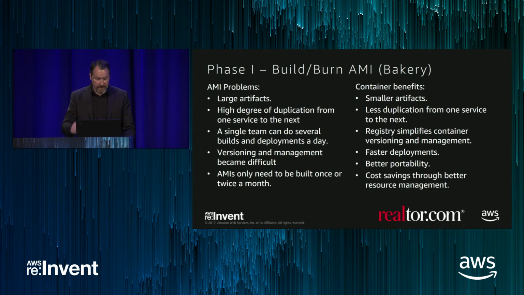And the truth was that AMIs only needed to be built once or twice a month, when Amazon makes a change or when we found it necessary to make a change to the AMI. So the obvious solution was to move to containers. Now, this was two and a half years ago.